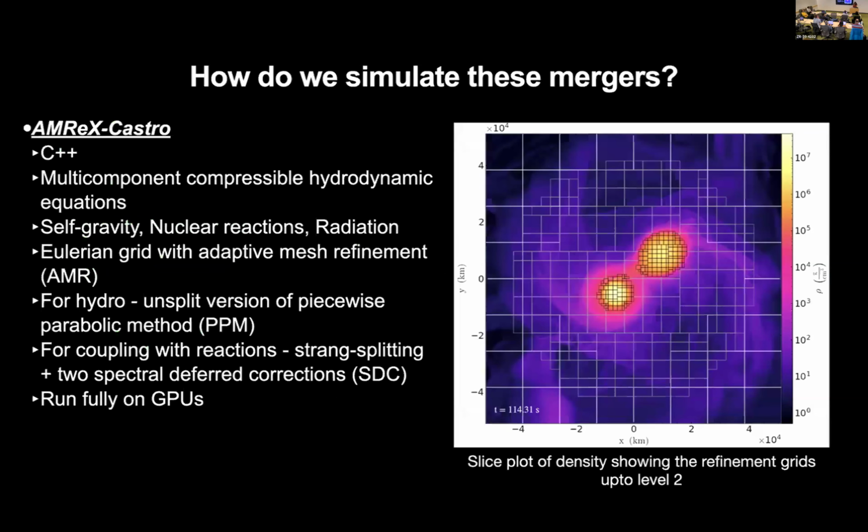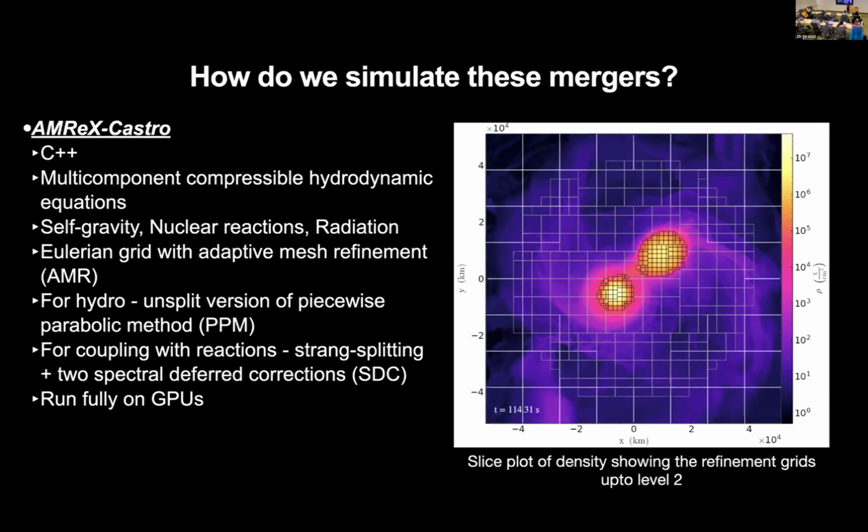And so we are tackling this problem by using an AMReX code called Castro, which is written in C++. It solves the multi-component compressible hydrodynamic equations. It also has the capability for self-gravity, nuclear reactions, as well as radiation. It uses an Eulerian grid with adaptive mesh refinement to help with computational costs. For hydrodynamics, it uses the unsplit version of the piecewise parabolic method. And for coupling of hydrodynamics with reactions, it offers the traditional Strang splitting method, as well as 2 types of spectral deferred corrections. We can now run Castro fully on GPUs, so that's good for us.